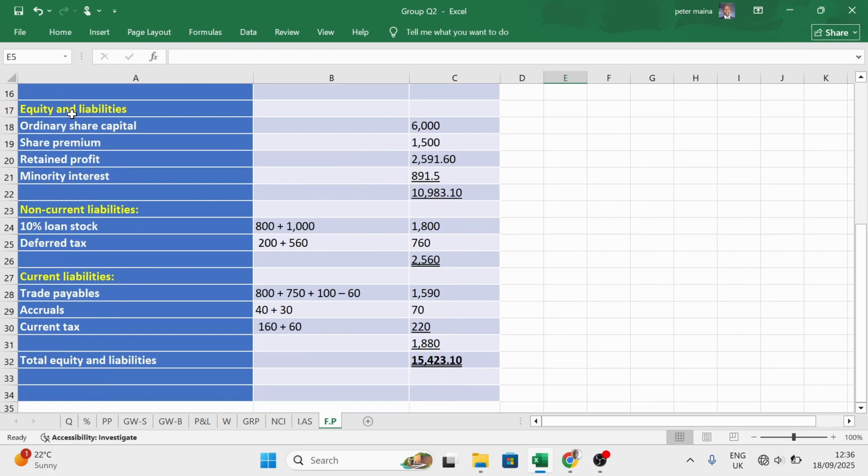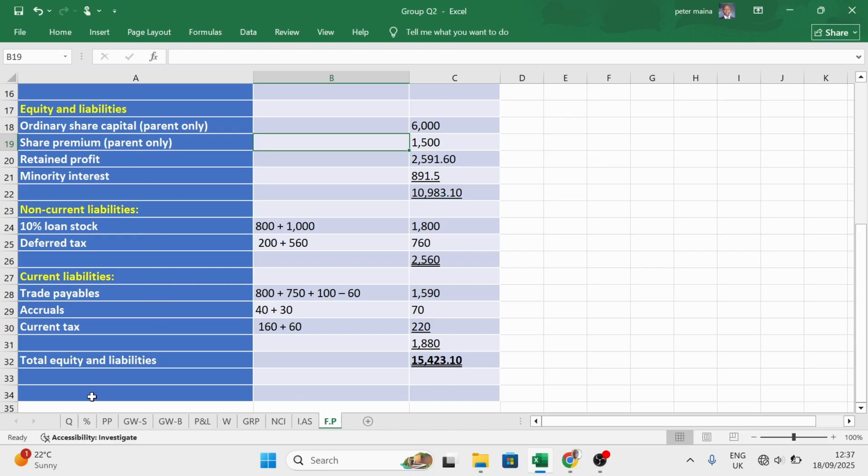We go to equity and liabilities. We have ordinary share capital. One thing you are supposed to note is that for ordinary share capital, we only include the parent only. We don't consolidate the equity section. Share premium, we don't consolidate this part. We only show share premium of parent only.